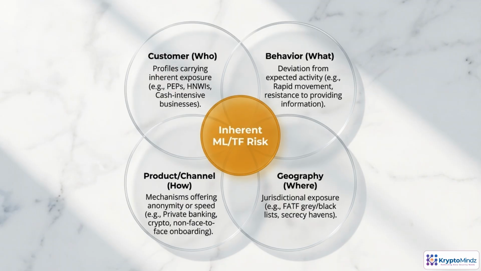In AML and CFT, inherent risk is usually viewed through four lenses: who, what, how, and where. Who is the customer profile? For example, PEPs, high net worth individuals, or cash-intensive businesses. What is behavior? Deviations from the expected pattern, like rapid fund movements or reluctance to share information. How refers to the product or channel, especially those offering speed or anonymity, such as private banking or certain crypto services. Where is geography? Jurisdictions on FATF gray or blacklists, or known secrecy havens.